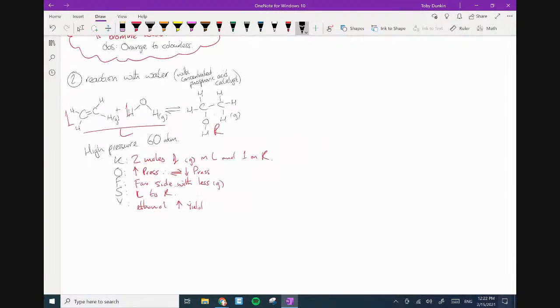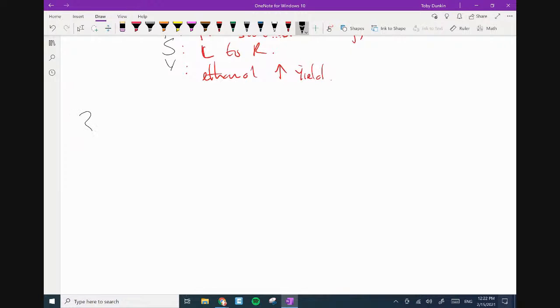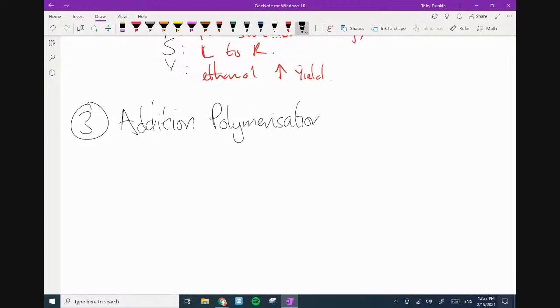So, number 3, reactions. Number 3: addition polymerization. Right. So this is reaction number 3.